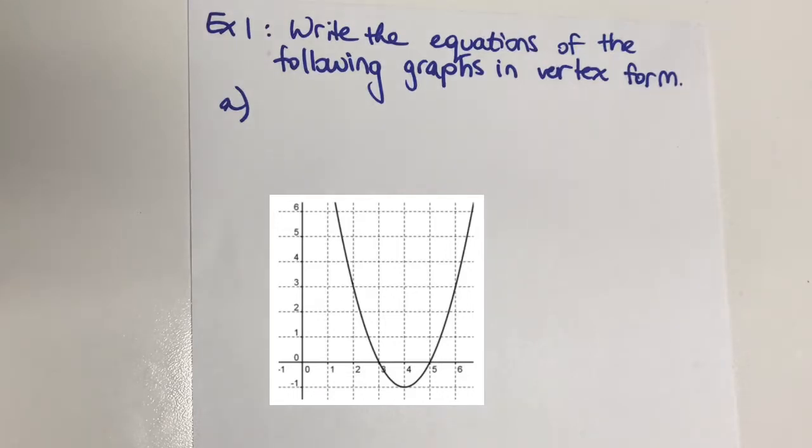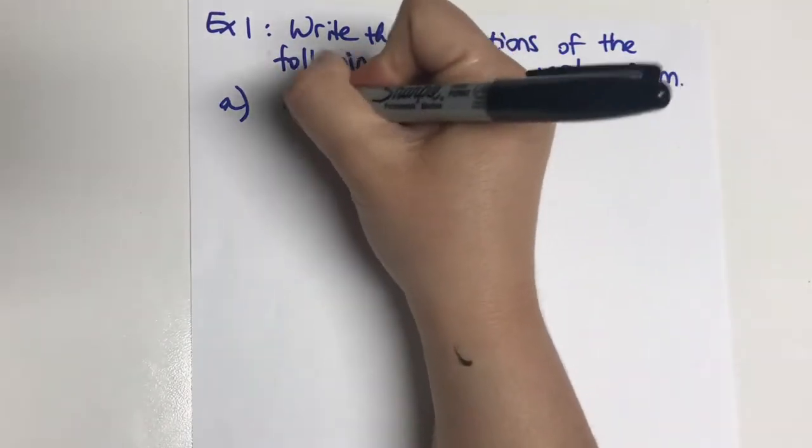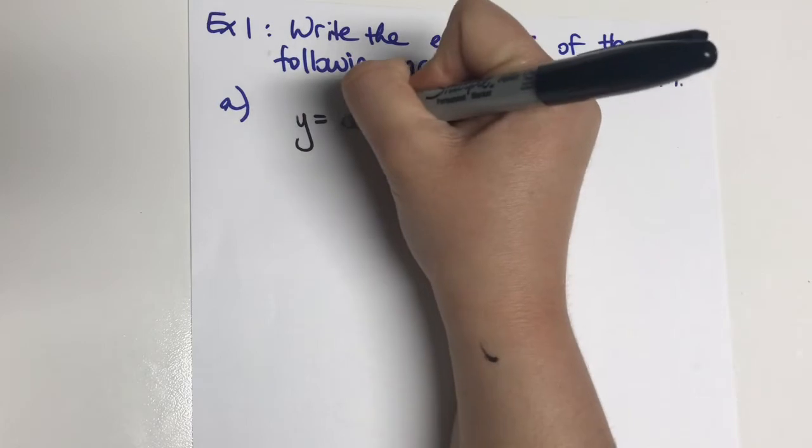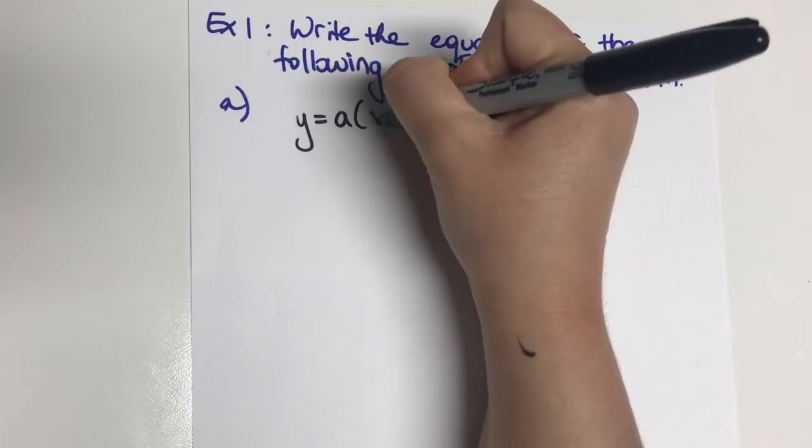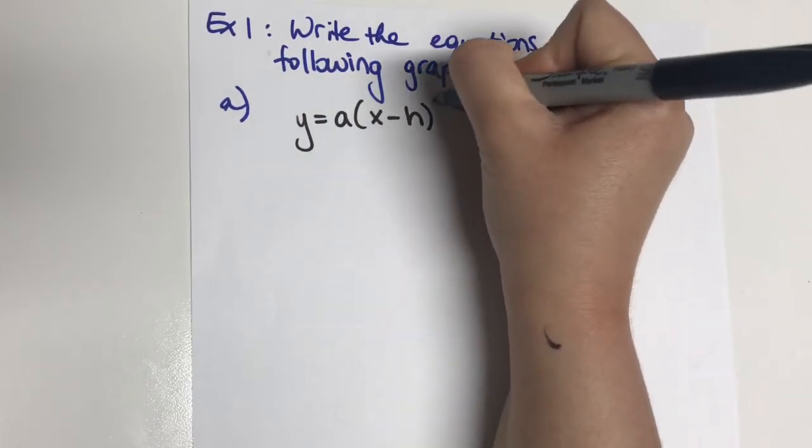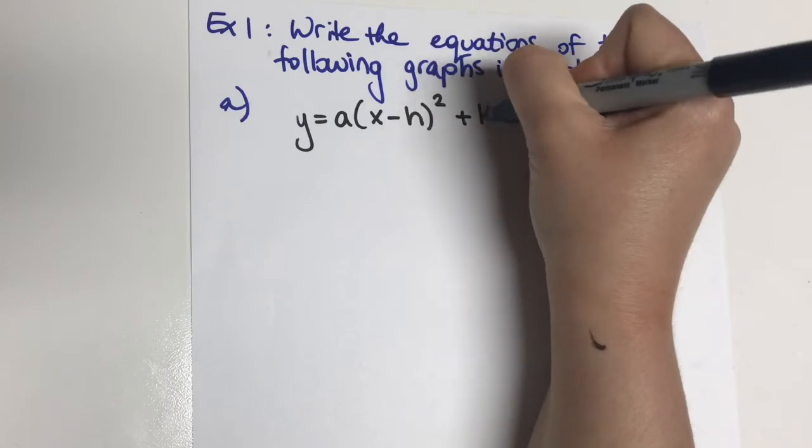Example 1, write the equations of the following graphs in vertex form. So let's take a look at A, the first graph. We want to be able to write it in vertex form. So remember, vertex form is y equals a, and then in brackets x minus h squared plus k.